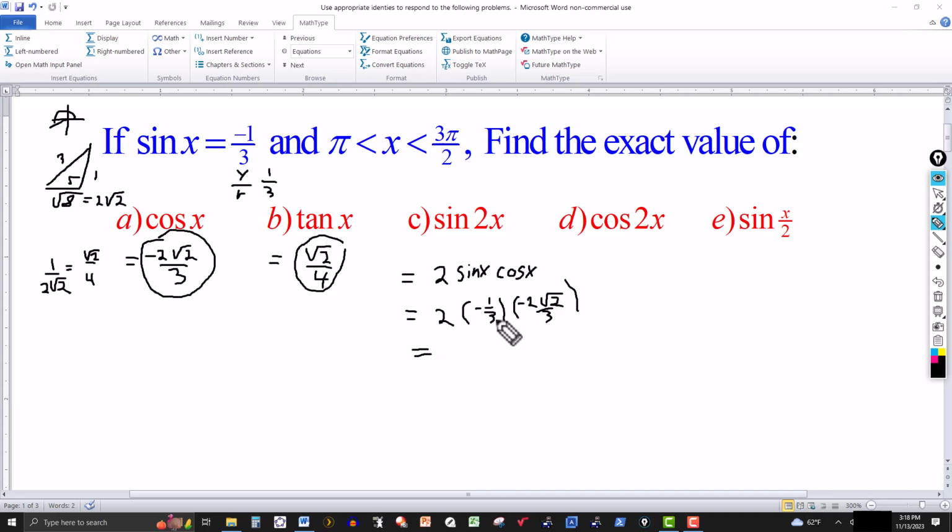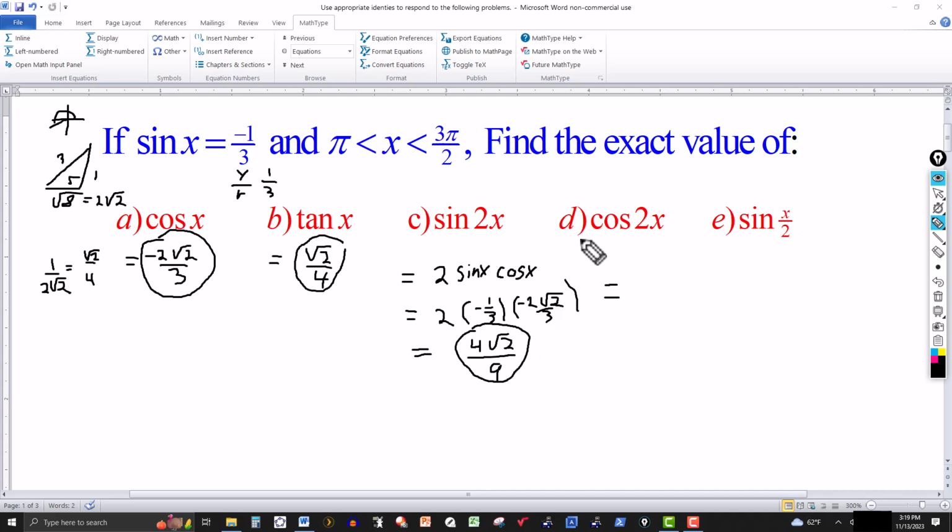Negative times negative will give me a positive. So we have here a 2 times a 2, that'll give us a 4 square root of 2, and 3 times 3 will be 9. And that's the answer to letter C, part C. So we got negative 2 square root of 2 over 3 for the cosine in part A. For part B for the tangent, square root of 2 over 4. And for part C, 4 times the square root of 2 over 9.